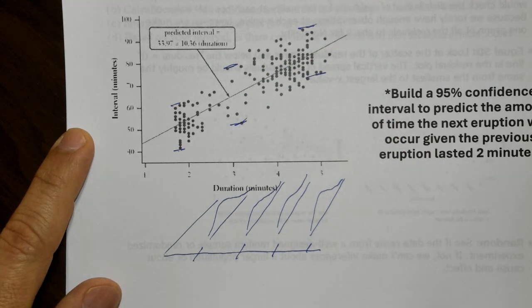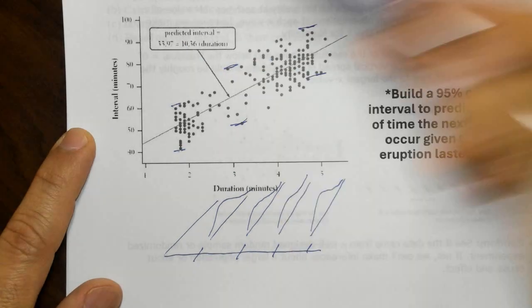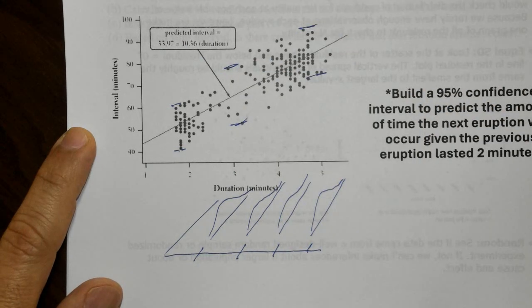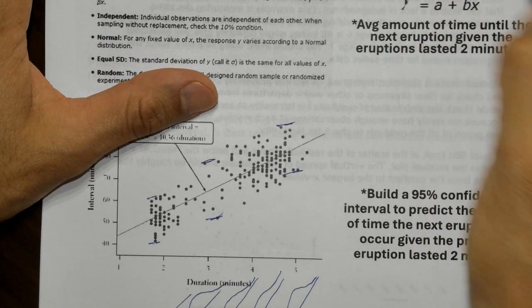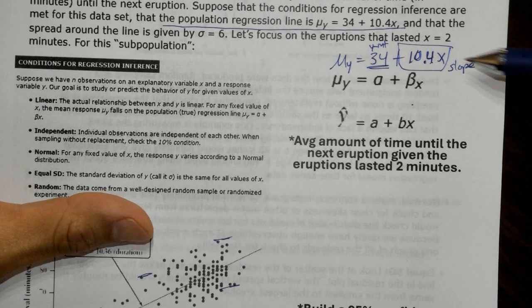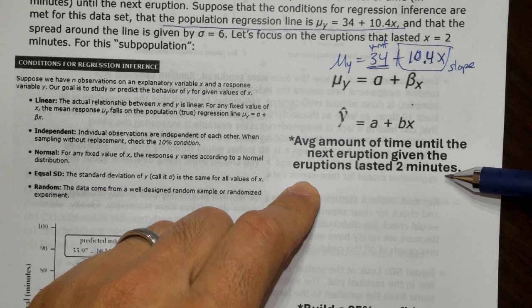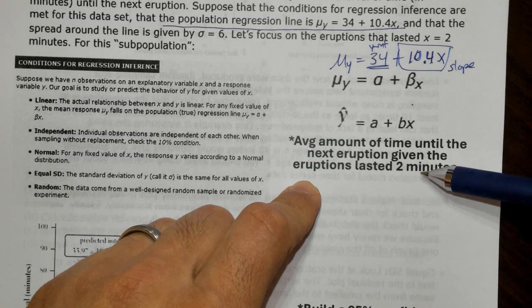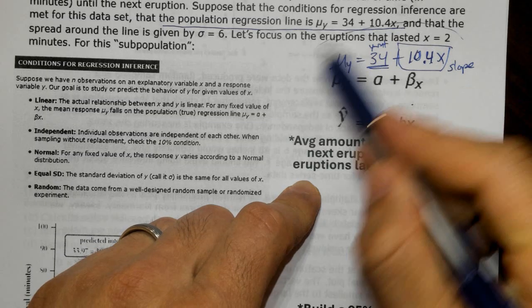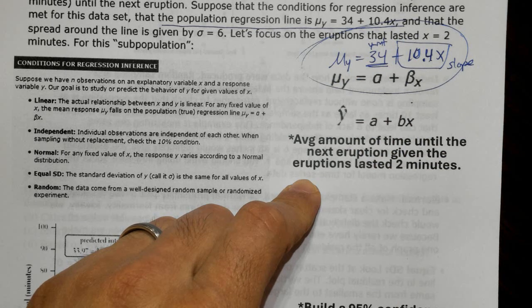The spread looks about the same, right, as you're going through it. And then the data comes from a well designed random experiment, right? We're collecting data randomly. So now from here, as you look at this equation, you can do different things with that equation. From this equation, you can answer a question like, find the average amount of time until the next eruption, given that the eruptions lasted 2 minutes. Well, this line here helps us predict that.